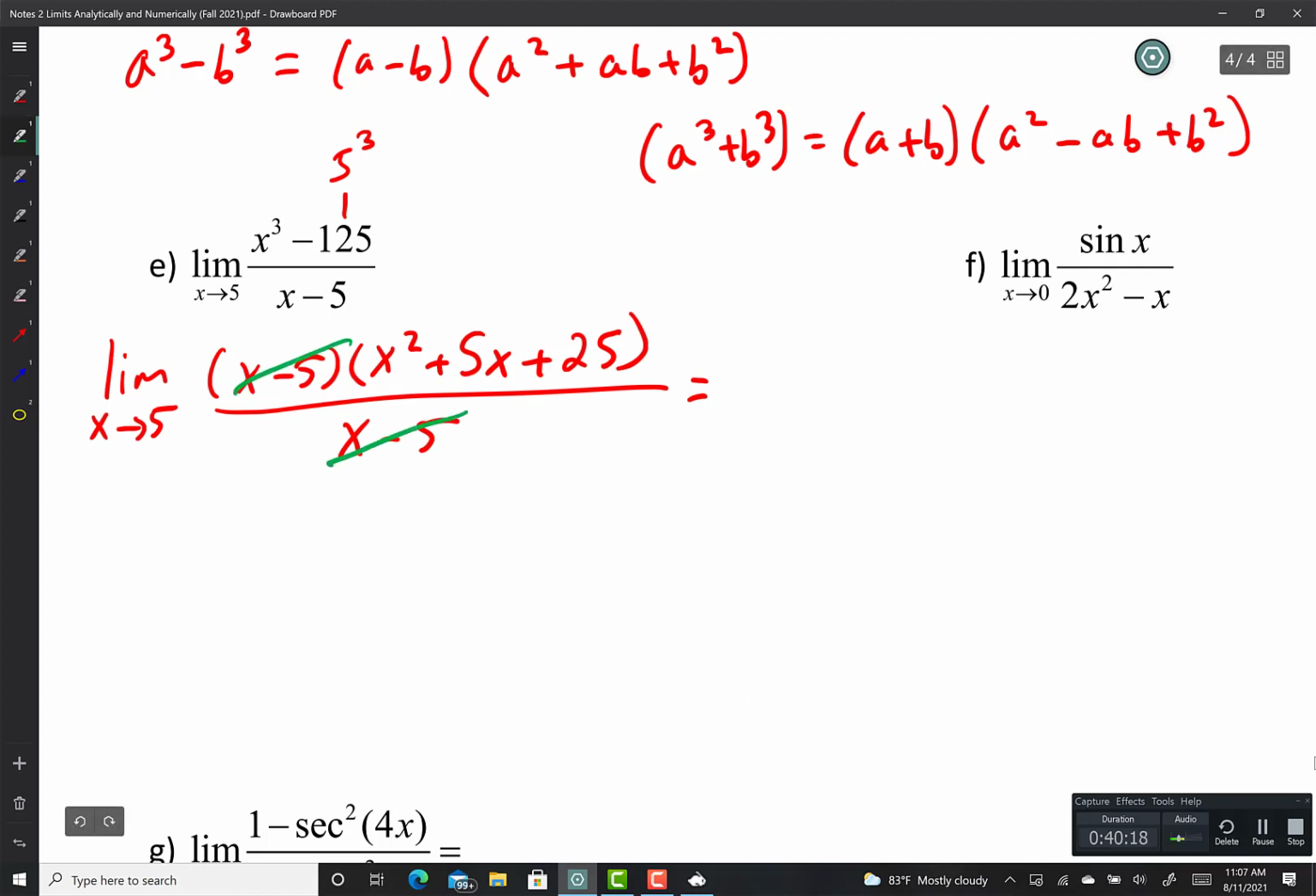Now can I do direct substitution? Yes. So now I have 5 squared plus 5 times 5 plus 25. Let's see, 25 plus 25 plus 25 is 75.